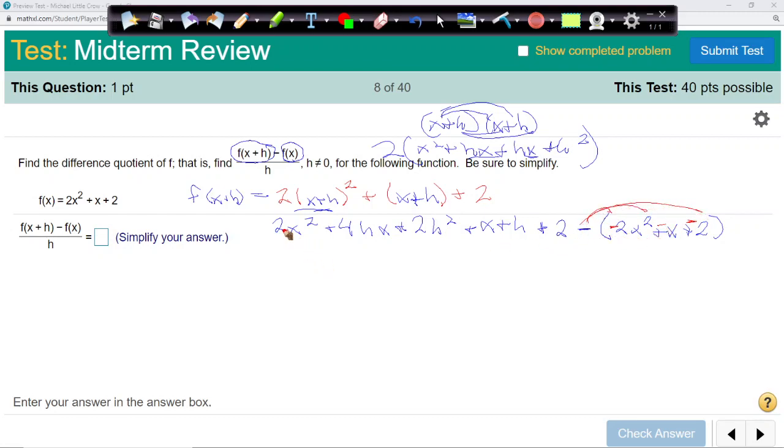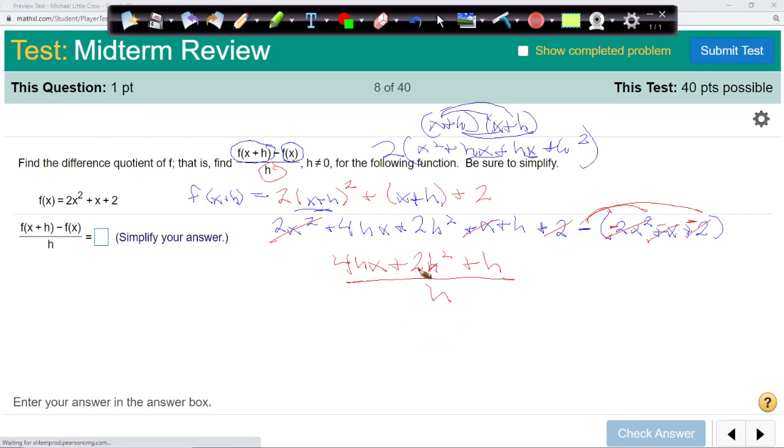A negative 2x and a positive 2x, those go away. We have a negative x and a positive x. Those cancel each other out, become zeros. And we have a plus 2 and a minus 2. Those go away. So I've kind of simplified. Now remember, all of this is over h, so whatever's left, which is 4hx, plus 2h squared, and then plus an h. Right, that's that.